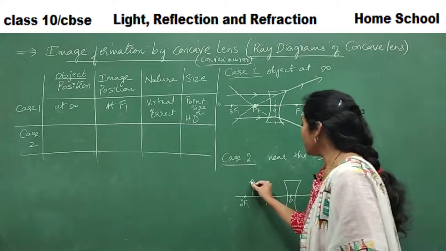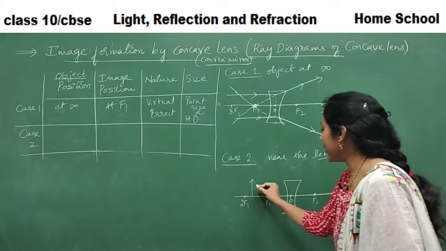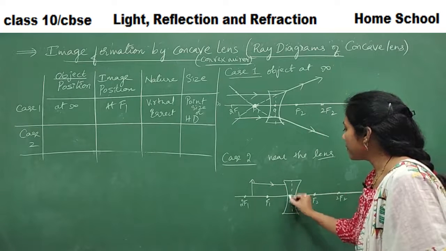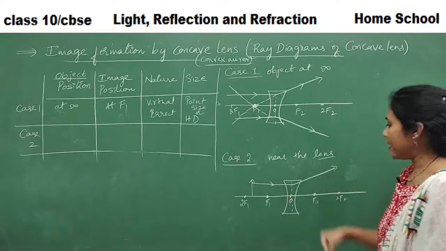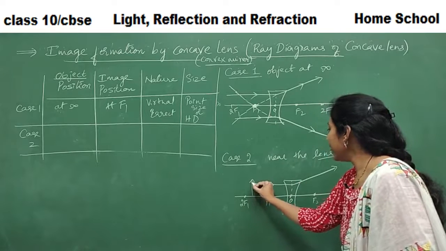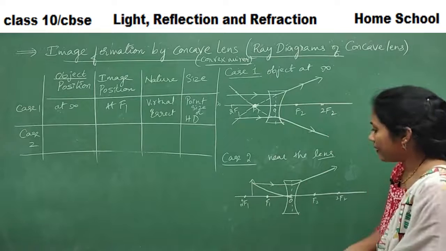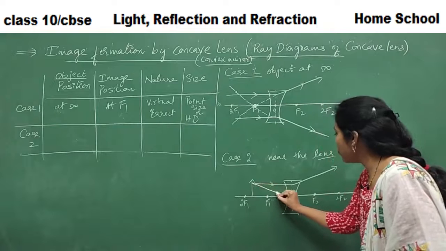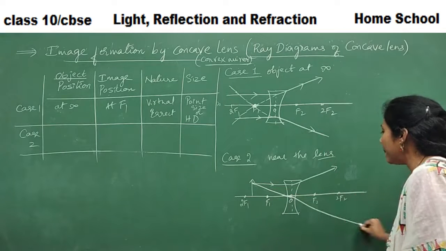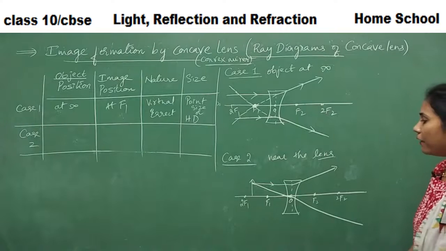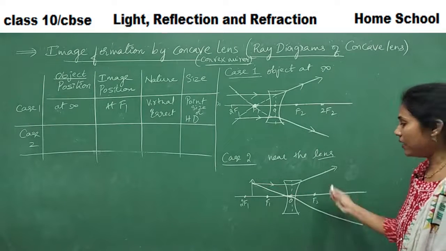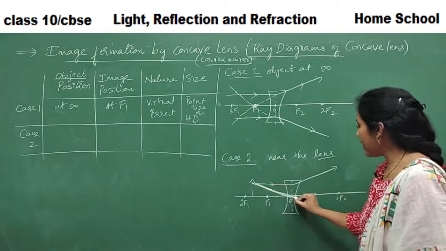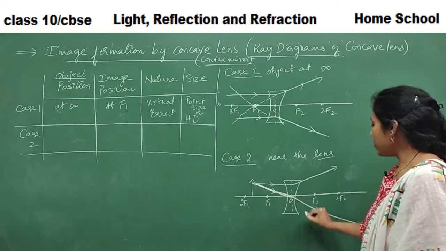I'll use any two rules to draw the ray diagram. Say I'm using the incident ray parallel to the principal axis, and it deflects like this. Another incident ray I will take through the optical center. See, it is not straight, right? Let me draw once again. An incident ray passing through the optical center shows no refraction, right? It will pass straight. This is the straight line, the incident ray passing through the optical center. It doesn't show any refraction.